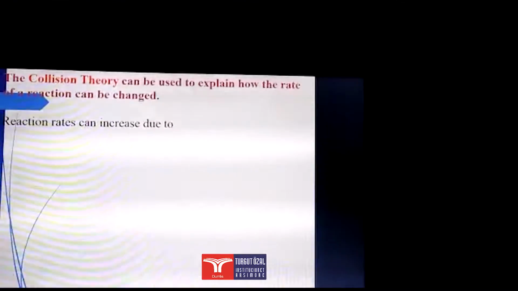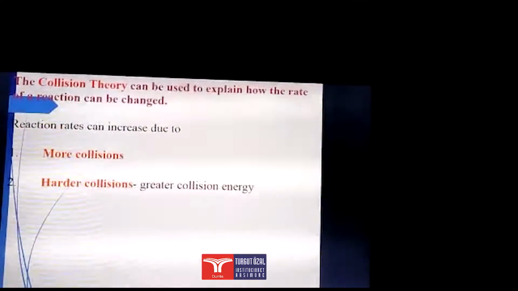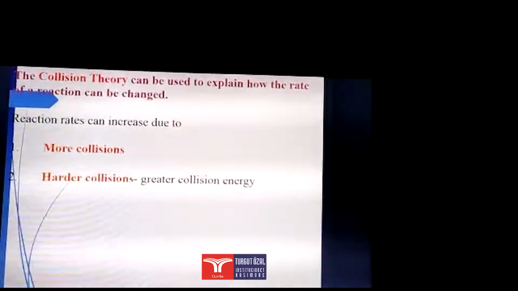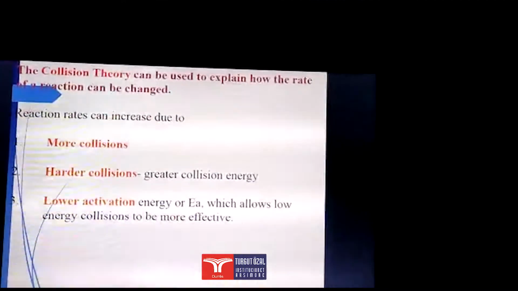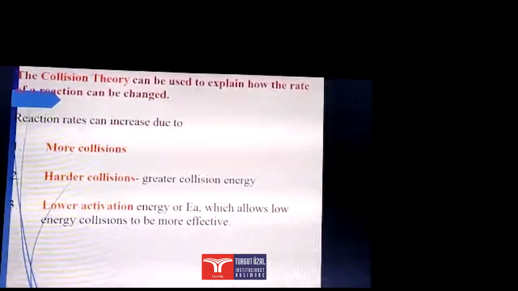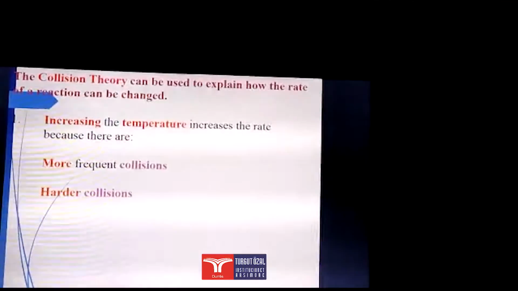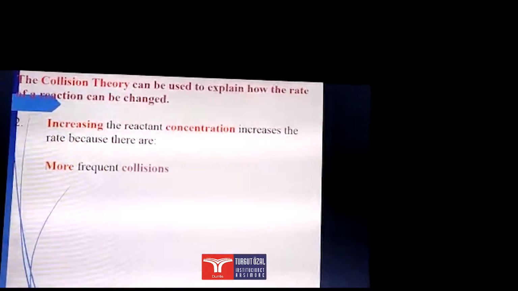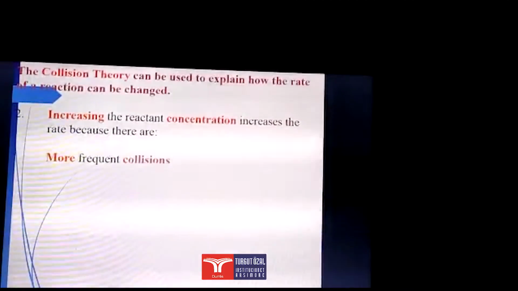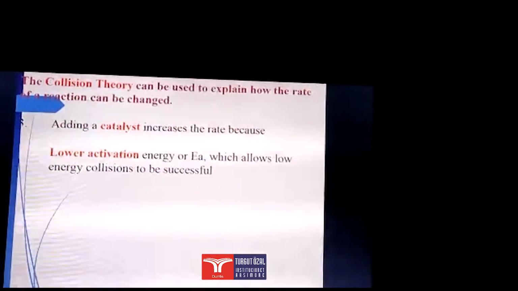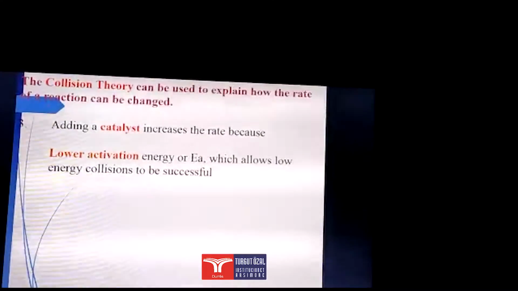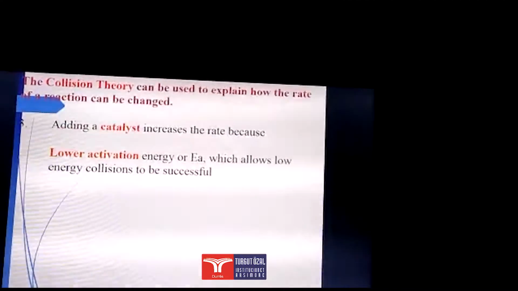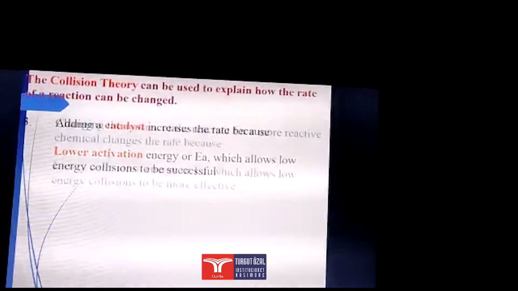Now, the collision theory can be used to explain how the rate of a reaction can be changed. Reaction rates can increase due to more collisions, harder collisions, greater collision energy, or lower activation energy, which allows low energy collisions to be more effective. Increasing the temperature increases the rate because there are more frequent collisions and harder collisions. Increasing the reactant concentration increases the rate because there are more frequent collisions. Adding a catalyst increases the rate because it lowers the activation energy, which allows low energy collisions to be successful.